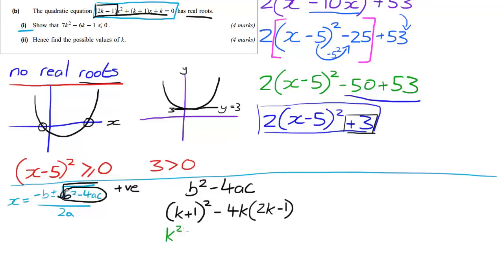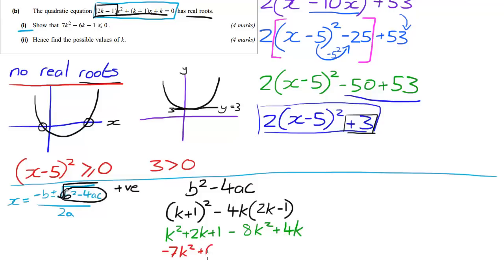So we're going to get k squared plus 2k plus 1 minus 8k squared plus 4k. Be careful there not to make a mistake. So plus 4k at the end. And then what are we going to do? Well, let's try and group some of these together. So we're going to get a minus 7k squared.